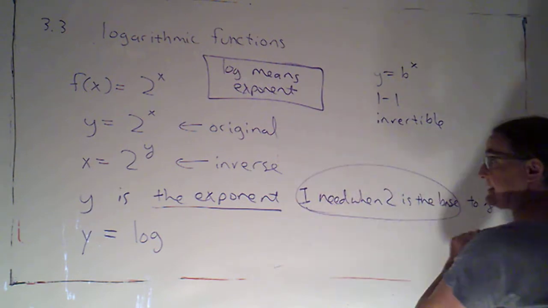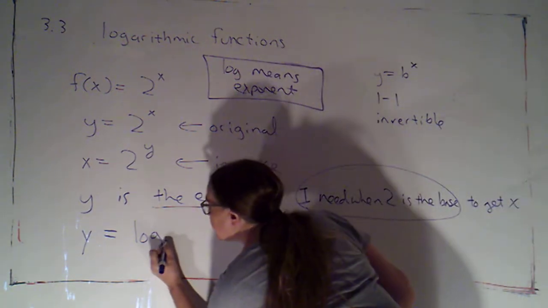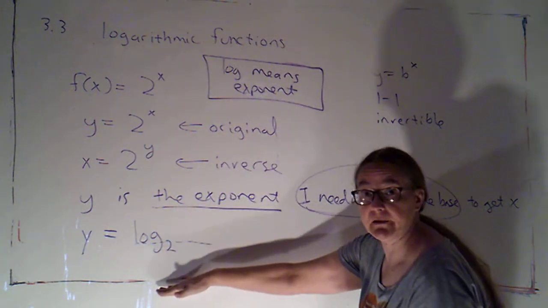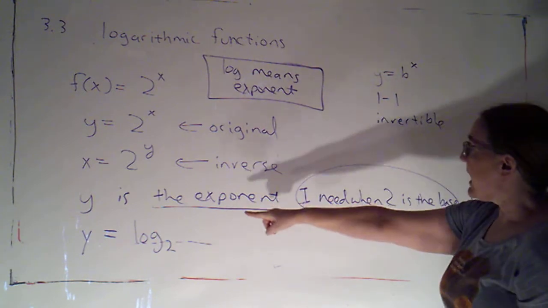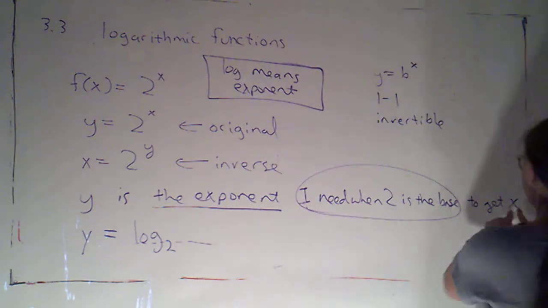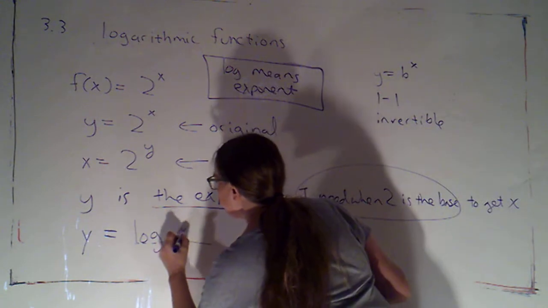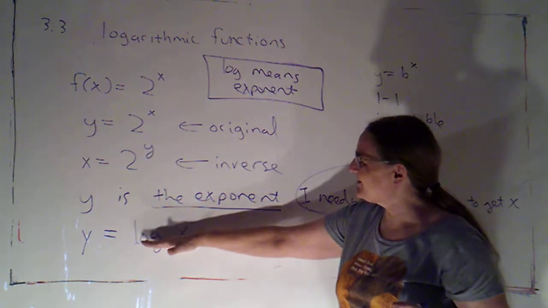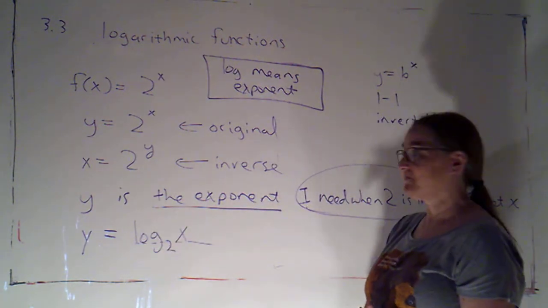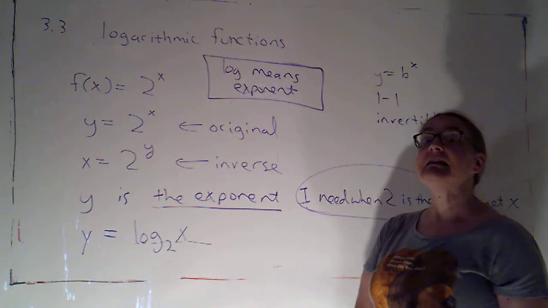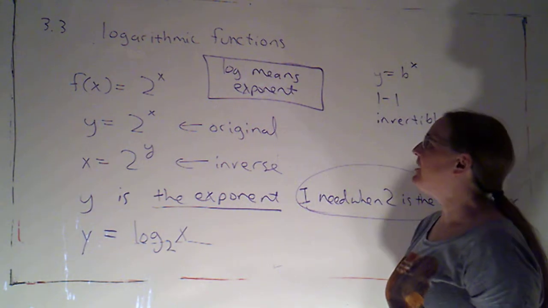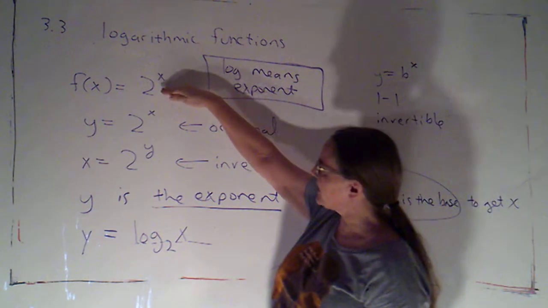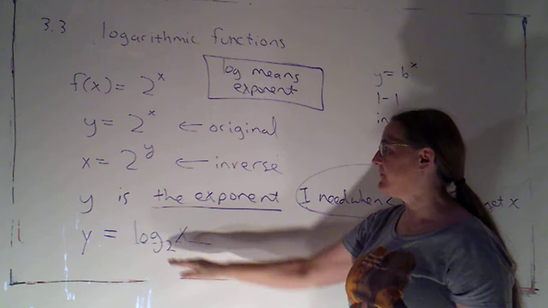Now I need to specify that 2 is the base. I'm going to do that with a subscript. Okay. So if this is the line that I'm writing on, the 2 is a little bit below that, okay? So it's the exponent I need when 2 is the base to get x. So I'm just going to put x right there on the same line as where I put log. Okay, that is the inverse for the exponential function with 2 as the base. The inverse for an exponential function with 2 as the base is a log function with 2 as the base.